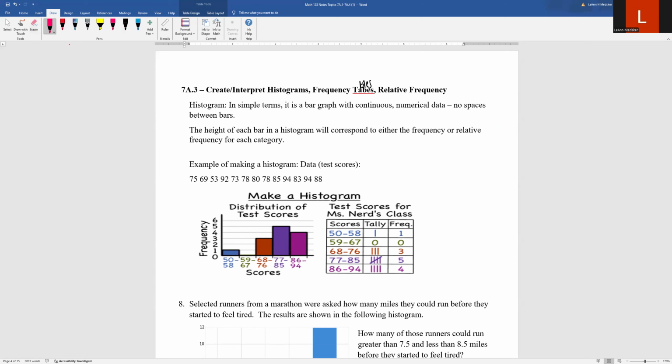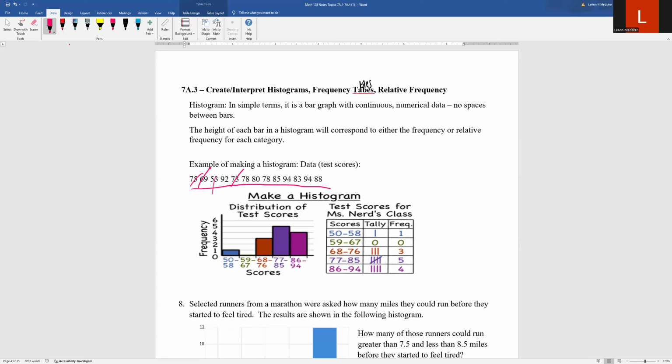So this is a list of what looks like test scores that a teacher had. And notice they had some intervals. They came up with those. You didn't have to make them up. So they gave you these intervals. And they said from the scores of 50 to 58, there was only one person who scored in that group. Nobody scored in the 59 to 67 group. 68 to 76, that'd be 1, 2, 3. So there's 3 people in that group, and so on. So that's how they came up with these frequencies.